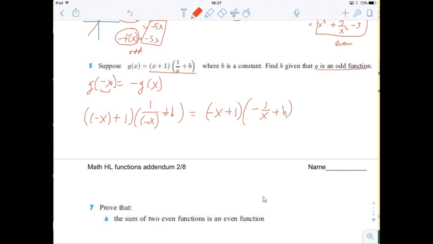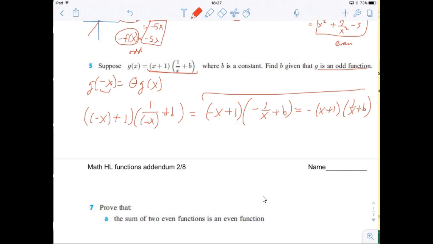Okay, and remember that this is an odd function. So if this is an odd function, then it obeys this rule, and I could rewrite this with a negative in front, and that should be equal to this. So it should be equal to negative x plus 1 times 1 over x plus b. Now let's check to see if this is true. We're going to expand each side, and then we're going to check to see if the terms equal each other, and to see how the b affects it too.